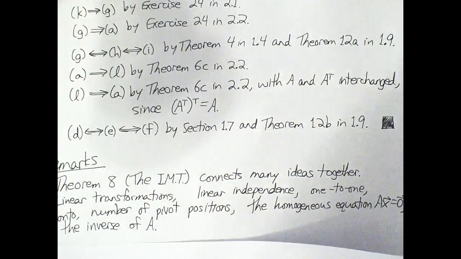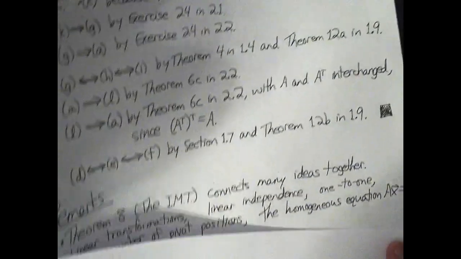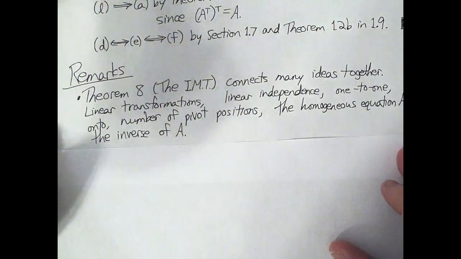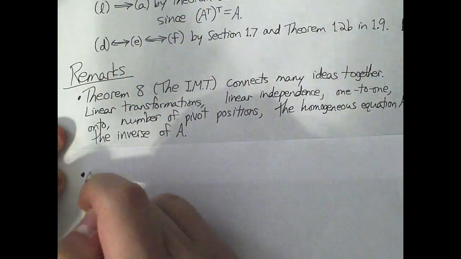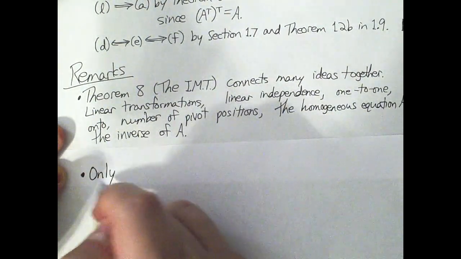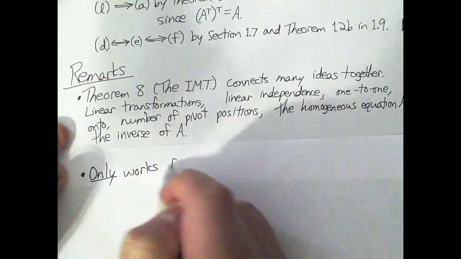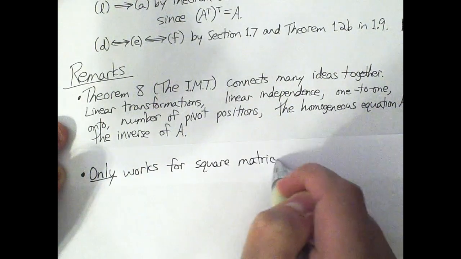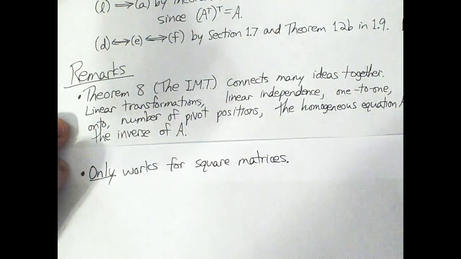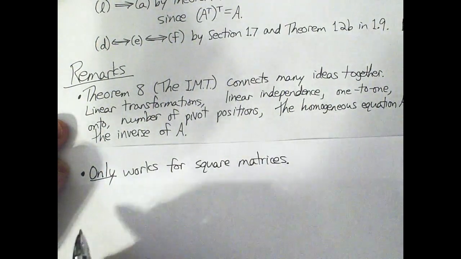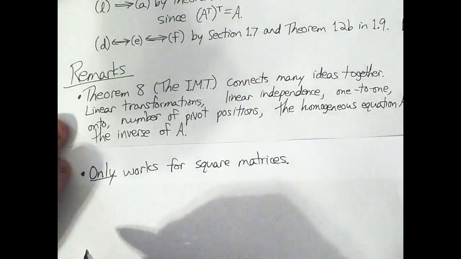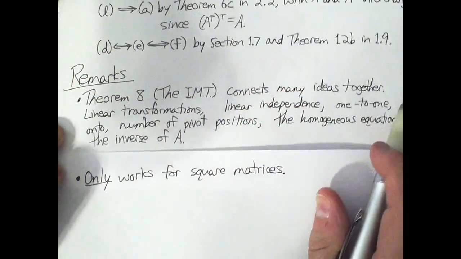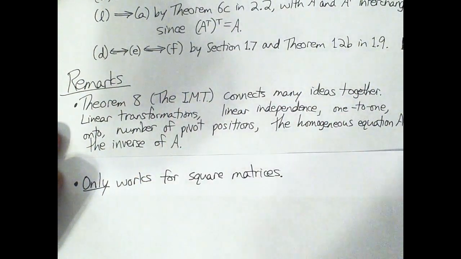All right, so I said remarks, and I only said one thing, so I have another remark. I want to emphasize that the invertible matrix theorem only works for square matrices. Do not try to apply it to any other matrix. Square only. Now, some of the pieces might be true in general for rectangular matrices, but not the whole thing, right?